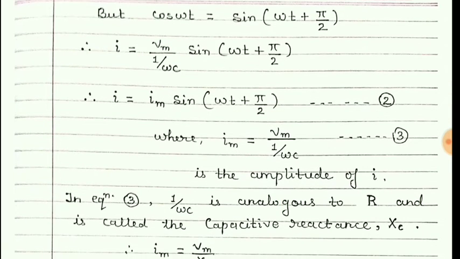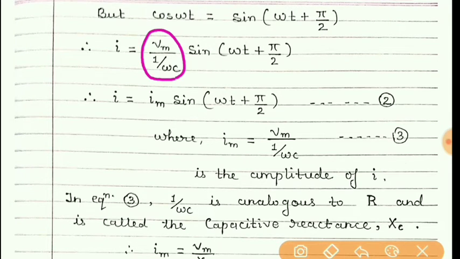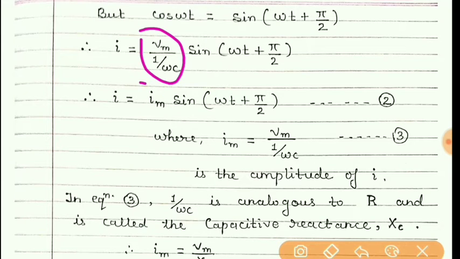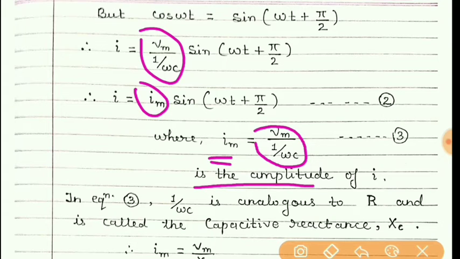Now students, whatever the term is here will be nothing but the maximum current that we have studied in earlier topics also. So now this is not new for you. So denoting this term by Im, we can say that Im is nothing but Vm upon 1 upon omega C, which is nothing but the amplitude of this current I. Amplitude means its peak value or maximum value.